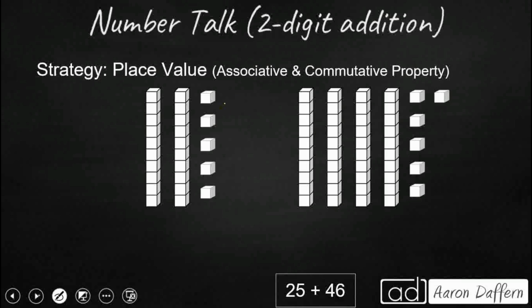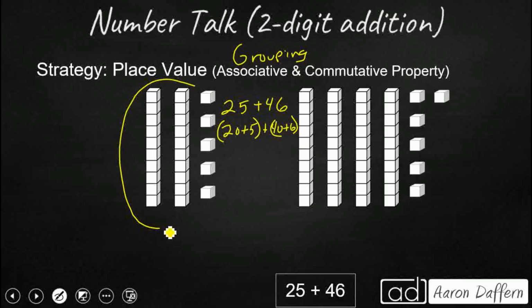Now, many of you will go straight to place value, and that's a great strategy when using mental math. What we do is we look at each addend in expanded form. So 20 and 5, that's what 25 is. 40 and 6, that's what 46 is. Now, we're going to need to regroup so we can grab our tens right there. So I've got my 20 and my 40. I want to add those first, but they're not next to each other.